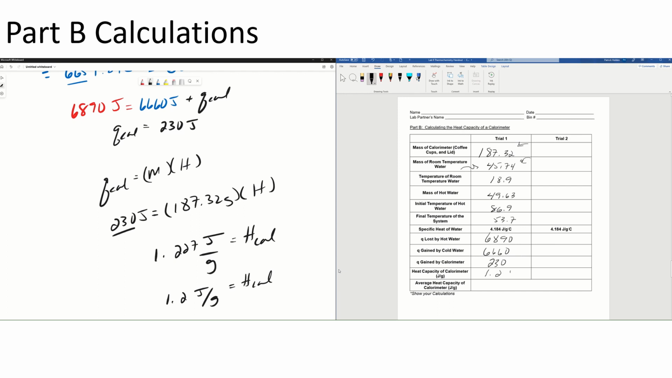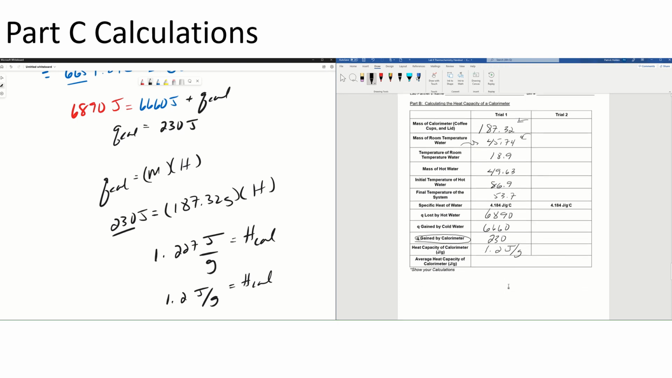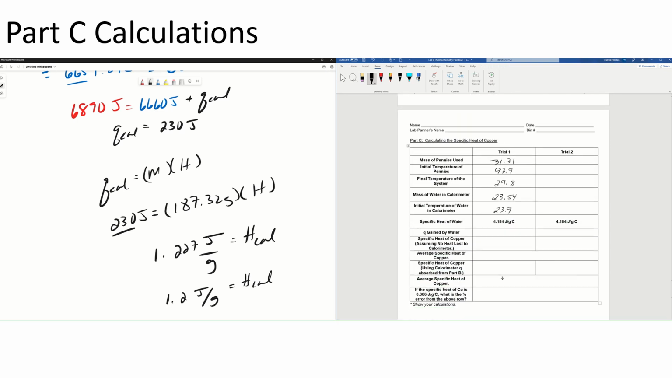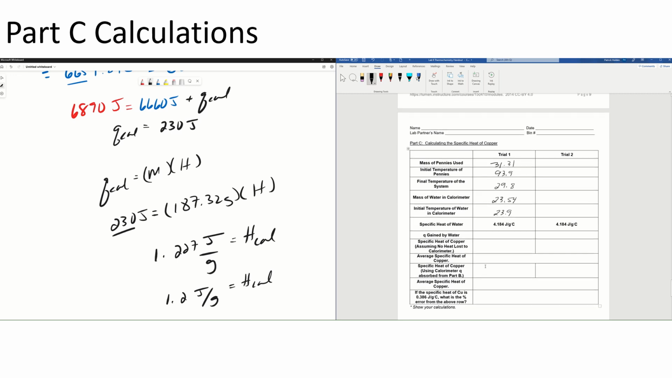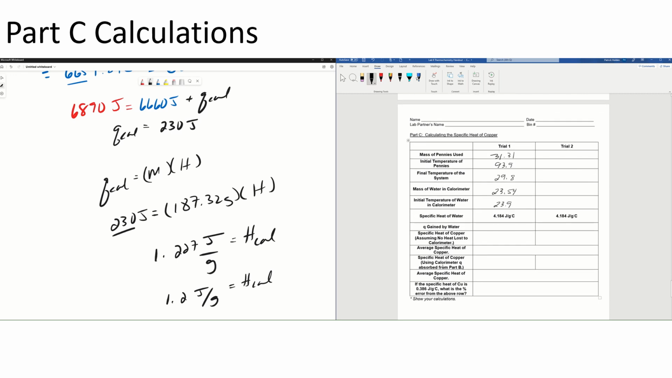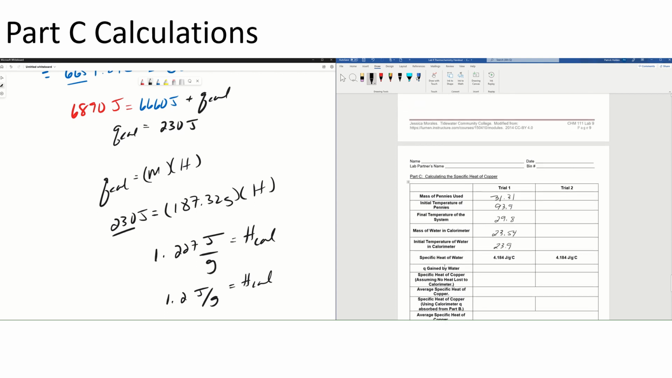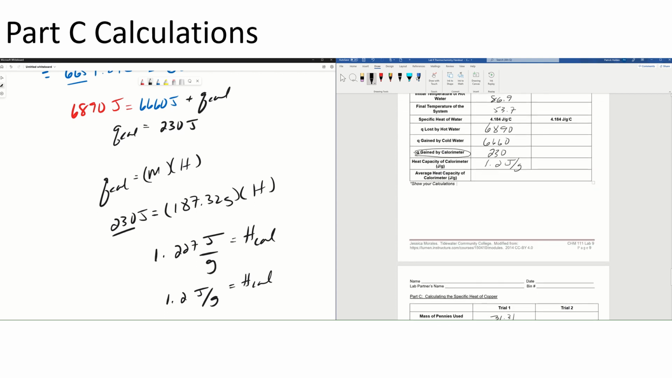1.2 joules per gram. Now, it doesn't tell you here, but you will need the average Q gained by the calorimeter in part C. So that's what we're going to do next. We'll do the calculations for part C. In part C, we're going to find the specific heat of copper, assuming that no heat is lost to the calorimeter. And then we're going to calculate it using the calorimeter Q absorbed from part B. When they say that, they mean this right here. We're going to need the average here of the Q gained by the calorimeter.